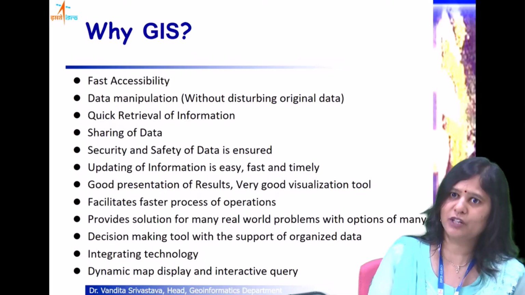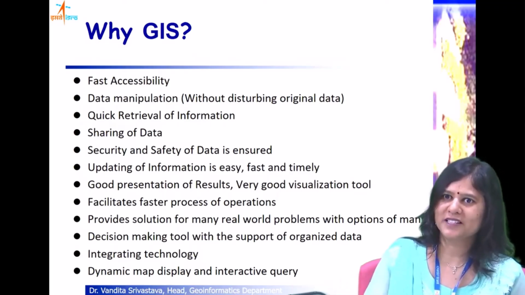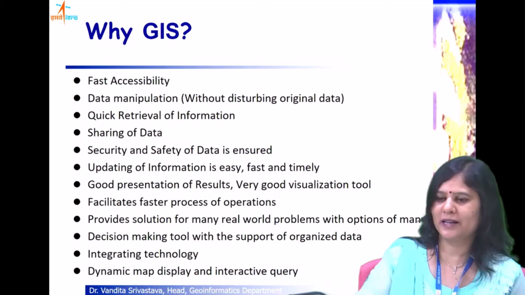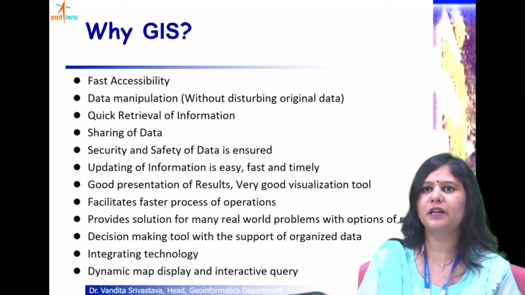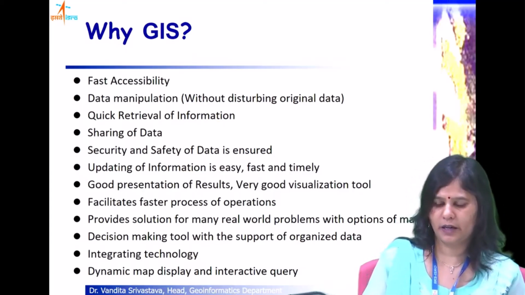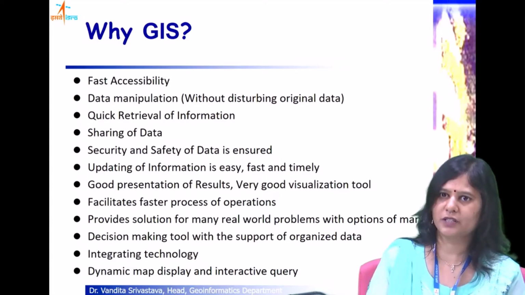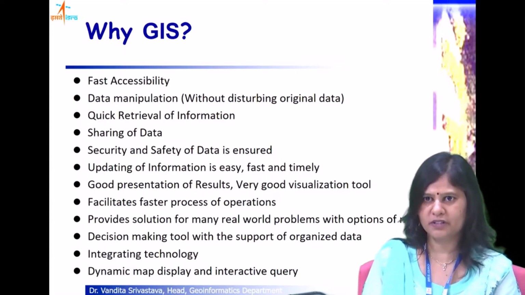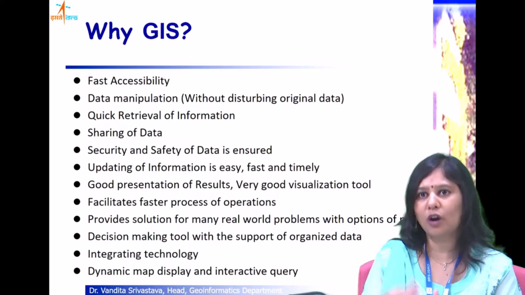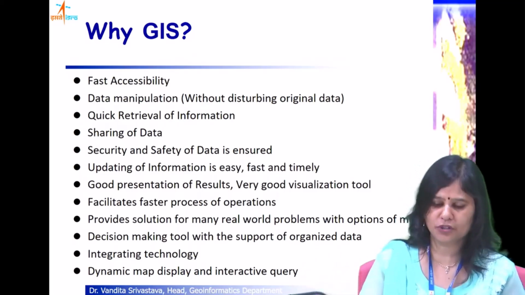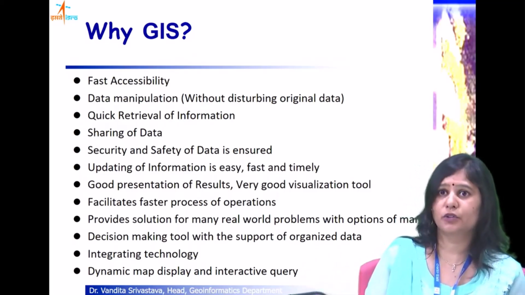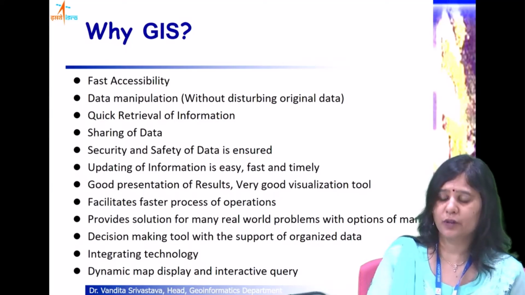Then updating of the information is easy. If something has changed because some earthquake took place, some buildings were washed away, or some flood took place because of which the landscape has been modified, we can immediately go and update the data. And we can analyze it also, what was the scenario in past and present, and maybe we can do modeling of what is going to happen in future. So it provides a good representation of results. We can visualize much more easily.